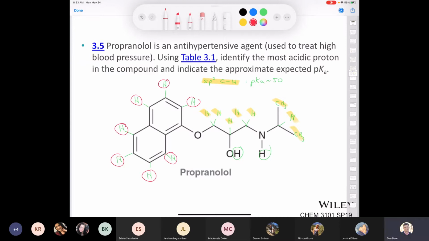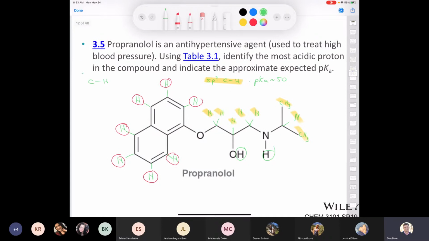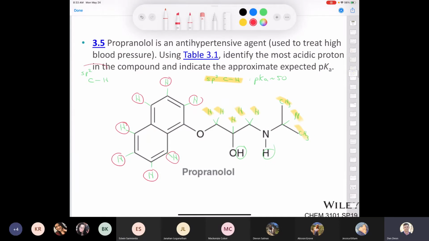Exactly, Bruno, exactly. They're all sp2 hybridized, right? They're all carbon-hydrogen bonds, but they're all sp2 hybridized carbon-hydrogen bonds. So what was the relative pKa? It was around 44, right? So the pKa is around 44. Well, I'm going to tell you, my friends, that these are not the most acidic protons in the molecule, the ones that are sp3 hybridized or sp2 hybridized carbon-hydrogen bonds.